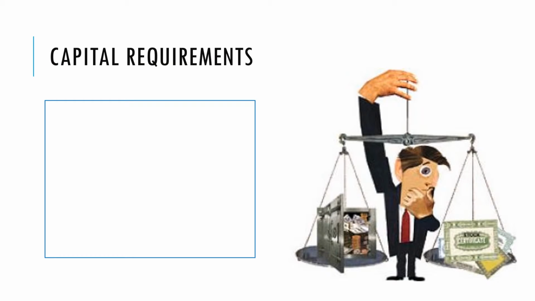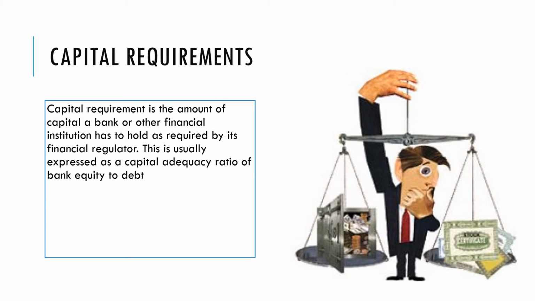Those requirements are called capital requirements, and these apply to the UK and also to some other countries. The capital requirement is the amount of capital a bank or other financial institution has to hold as required by its financial regulator. So this can also be not just depositors' money, but also the shareholders' capital within the bank itself. The owners of the bank can also use their capital to meet this requirement. For example, UK banks must have equity, shareholders' funds within the business, equal to 8% of all the debts that they've loaned out, or the debts that they hold.